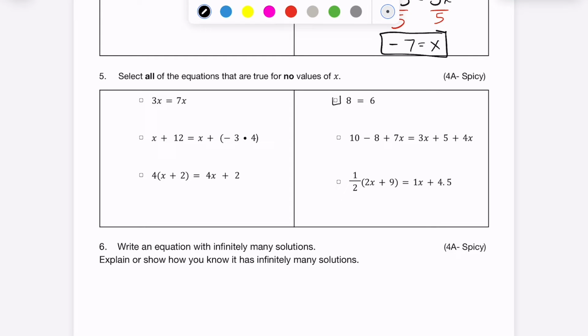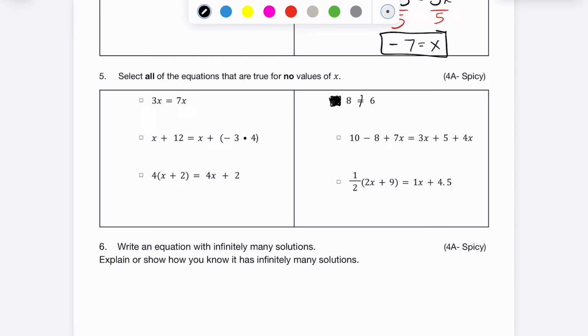I'm kind of going back and forth. Okay, shaded in. That one is correct because 8 doesn't equal 6, right? And there's no value of x that can make 8 equal 6. 8 just doesn't equal 6. Okay, so that one's definitely not true. For the rest, we might need to do a little bit of work. So on the first one, we have 3x equals 7x.